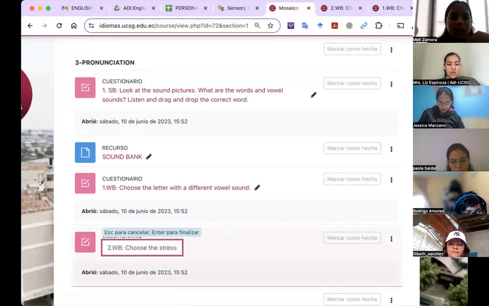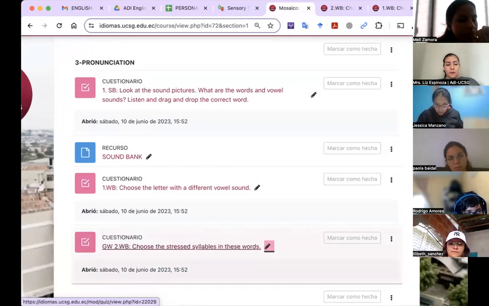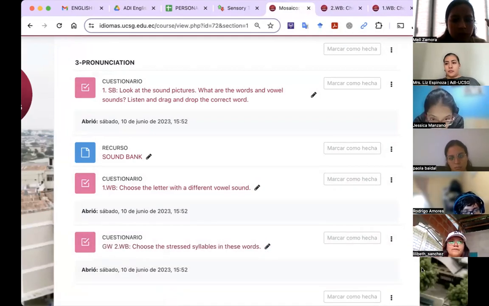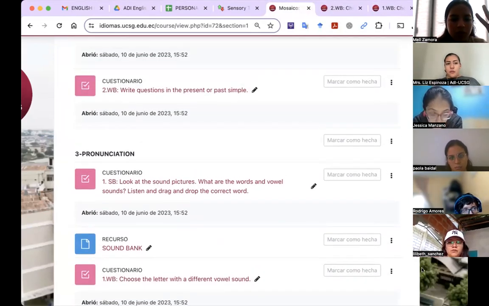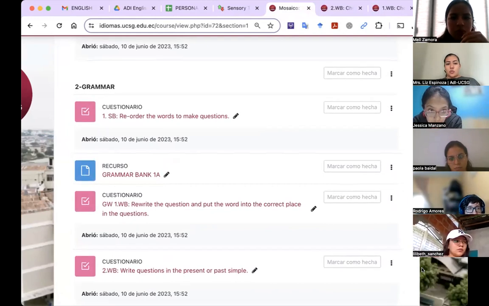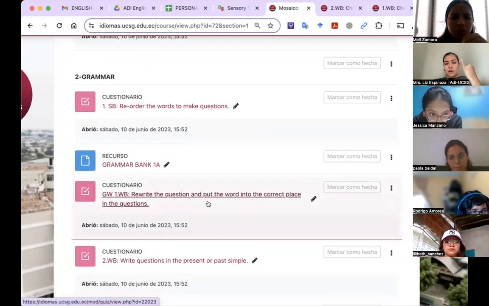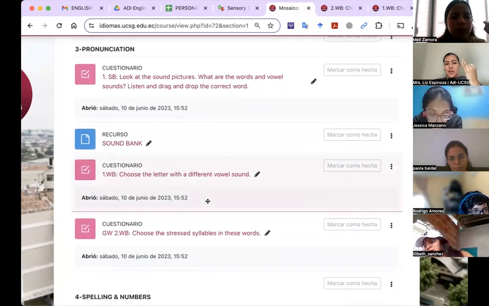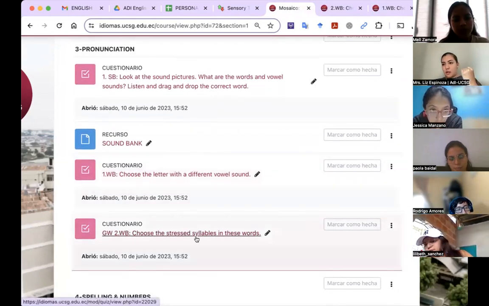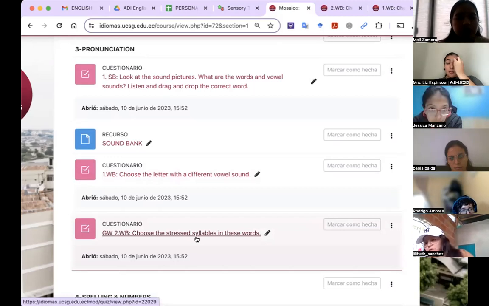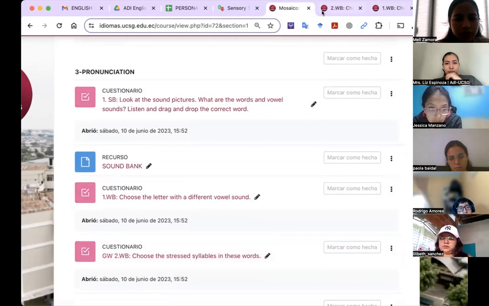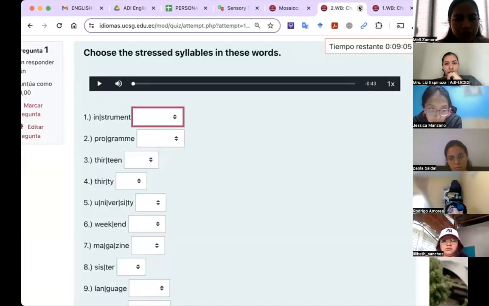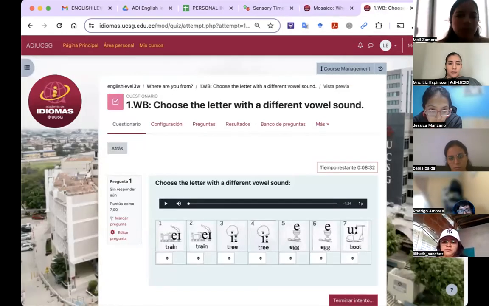How many GW activities do we have for today? How many? So far, 2. The first one is grammar, that we have to rewrite. And the second one is the pronunciation, where you have to mark the stressed syllables, okay? Then I'm going to tell you the other 2, that they belong to the other unit. That's why they're not here.